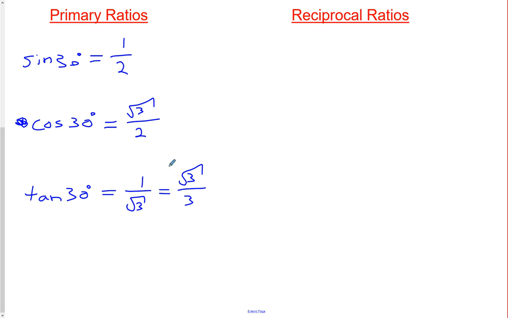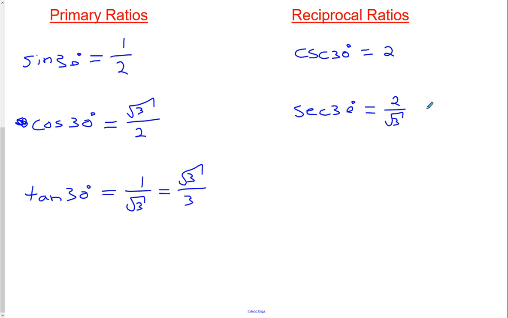So those are my primary trig ratios for this special triangle if I'm looking from the 30-degree angle. My reciprocal ones, I've got cosecant of 30. That's going to be hypotenuse over opposite. So that's 2 over 1. I'll just write that as 2. Secant of 30, that's hypotenuse over adjacent. That's going to be 2 over root 3.